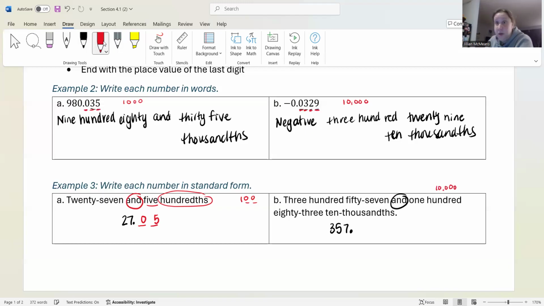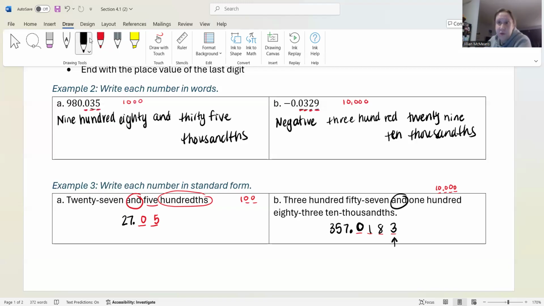Ten thousandths coincides with 10,000, the number. 10,000, the number, has 1, 2, 3, 4 zeros. So that tells me I need 4 decimal places. So 1, 2, 3, 4. Okay? Now, after the word "and," we have 183 ten thousandths. So the last digit of 183 has to be in that last place value spot. So I would put 183 and then just fill in a 0 between the decimal and the 1. So this quite literally reads 357 and 183 ten thousandths.